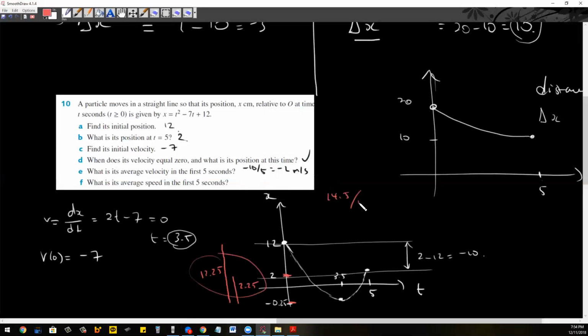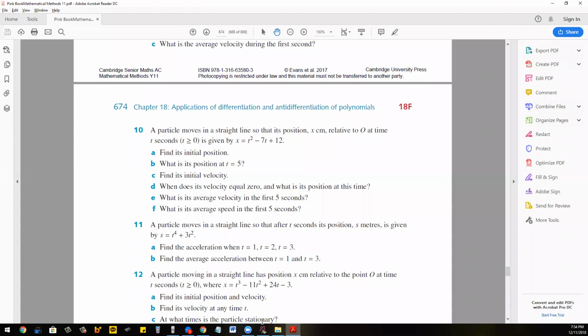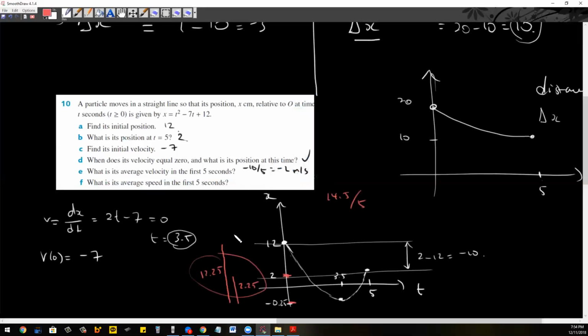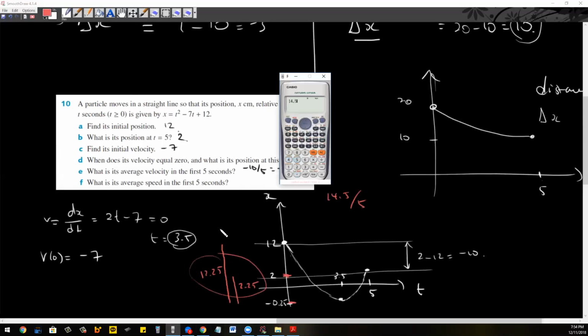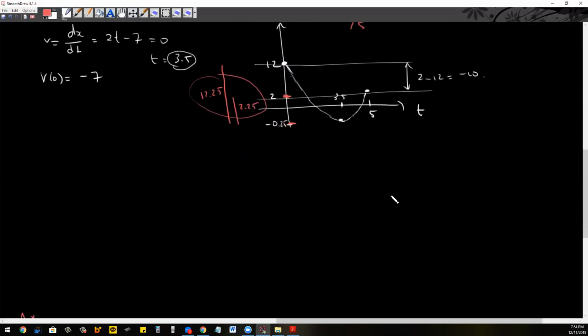divided by 5. Is that the answer? Yeah. Have you checked the answer already? Hang on, I'll do it now. 2.9 centimeters per second. Yeah, that's right. So it's 14.5 divided by 5. Yeah, 2.9. Okay, that makes sense. All right, next question. That's actually it. Those are the questions.